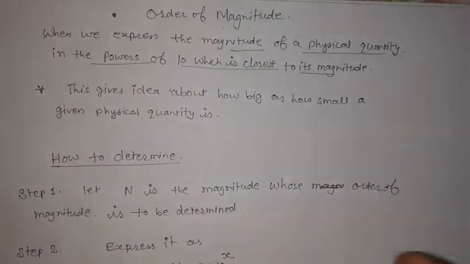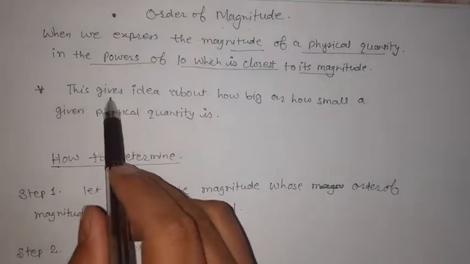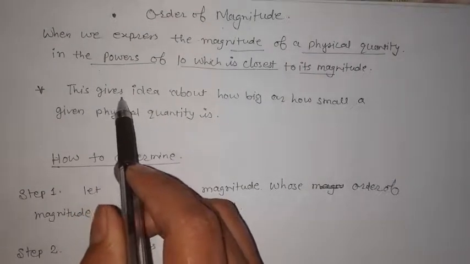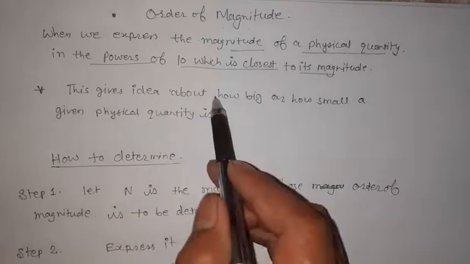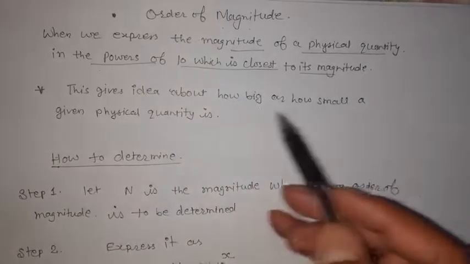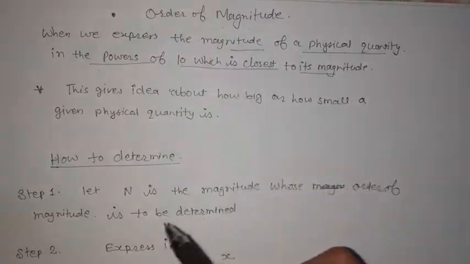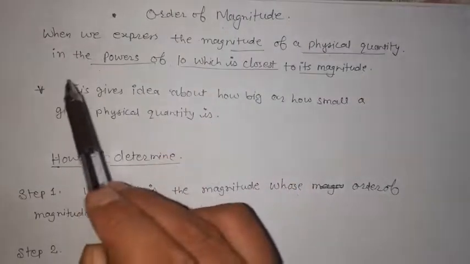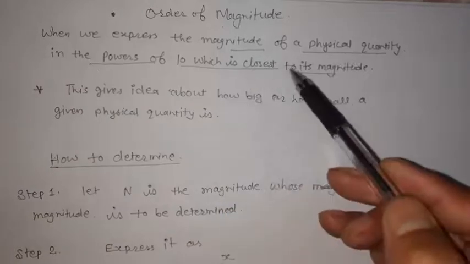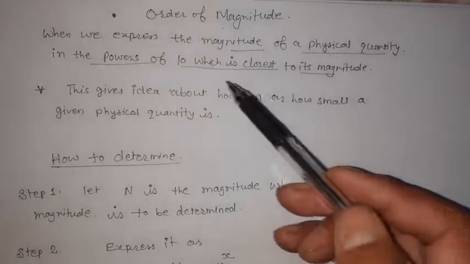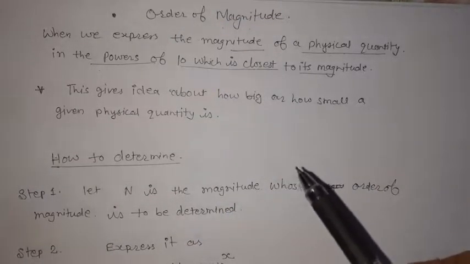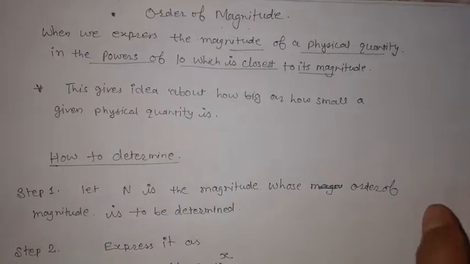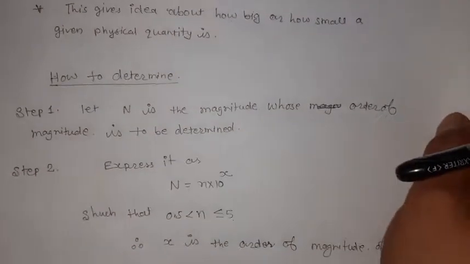Now why do we want to express it in that power which is nearest to its magnitude? Because whenever we express it in the nearest power of 10, this will give us an idea about how big or small this given physical quantity is. So what is order of magnitude? Expressing the given magnitude in the nearest power of 10 is said to be the order of magnitude. Now how do we find out the order of magnitude?